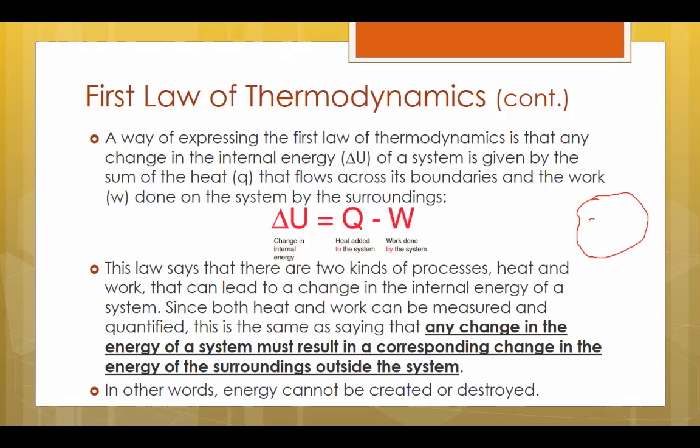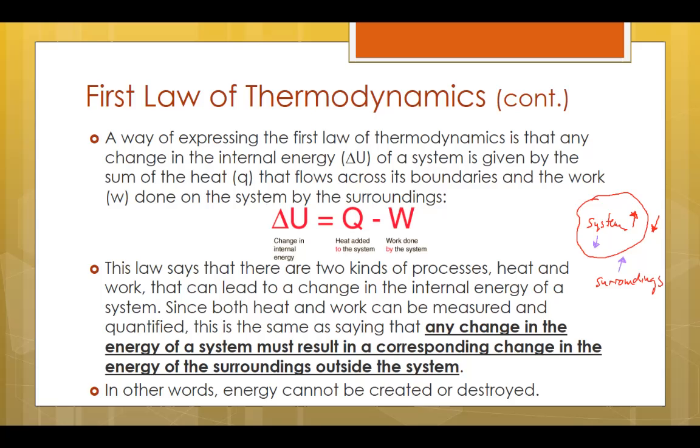I'm going to label this as the system, and outside here is the surroundings. Now, what this means is that if the energy in the system goes up, then the energy in the surroundings must go down. And likewise, if we see the energy in the system go down, then the energy in the surroundings must go up. This type of relationship is direct between the two parts of the related units. Okay, so the system and surroundings are connected to each other.